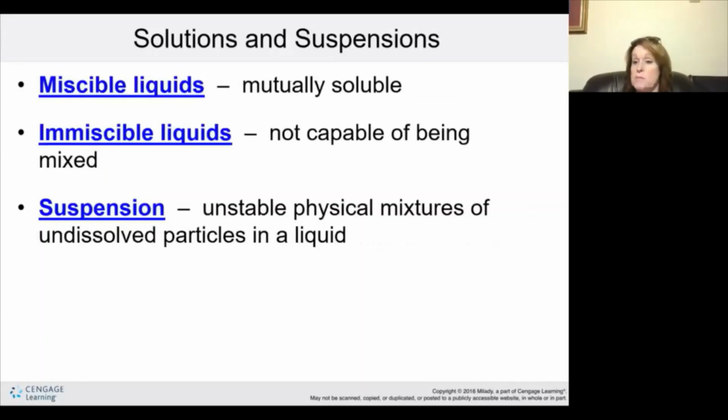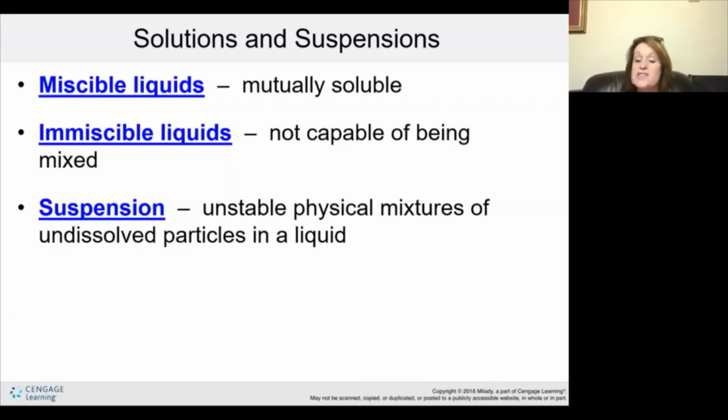Miscible liquids are mutually soluble, meaning that they can be mixed together to form clear solutions. Water and alcohol are examples of miscible liquids, as in a nail polish remover. When these substances are mixed together, they will stay mixed, forming a solution. Immiscible liquids are not capable of mixing to form a solution. They're not capable of mixing, like oil and water. That's an immiscible liquid.